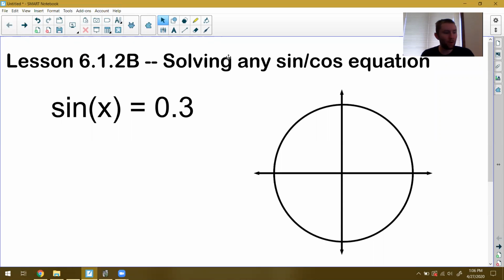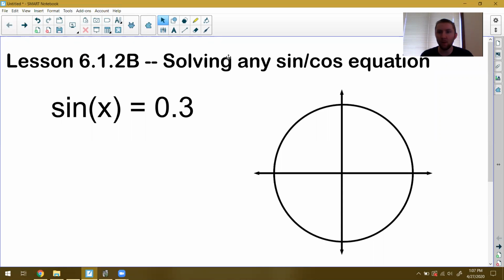In this video, we're going to try to apply what we talked about in our last video about sine and cosine inverse and the answers that we can get from our calculator for them, and try to look at how we can then expand what the calculator gives us to find all the solutions to any sine or cosine equation that we might run into.